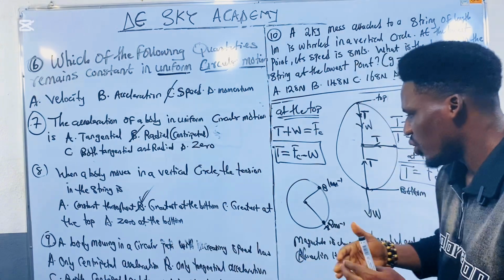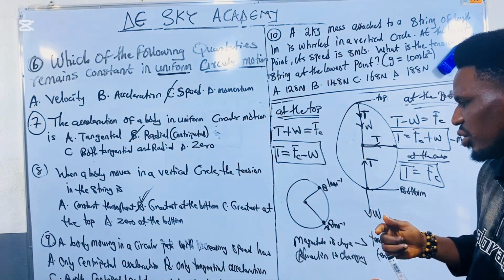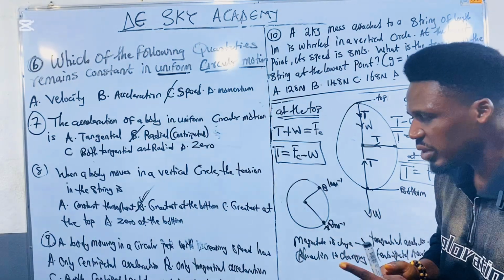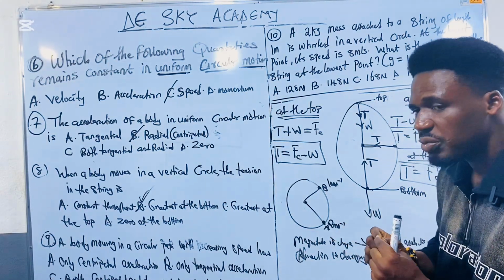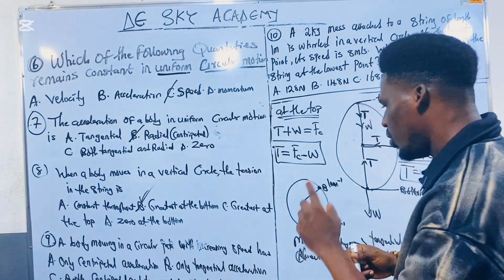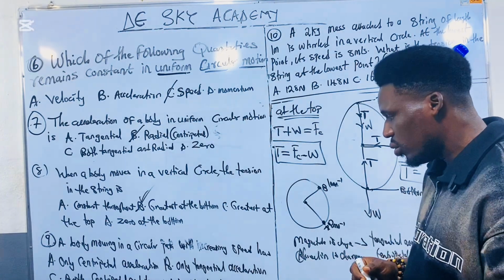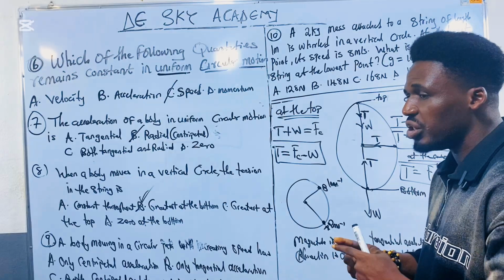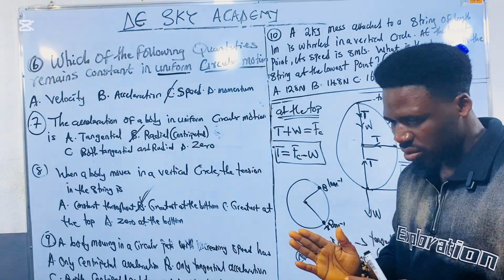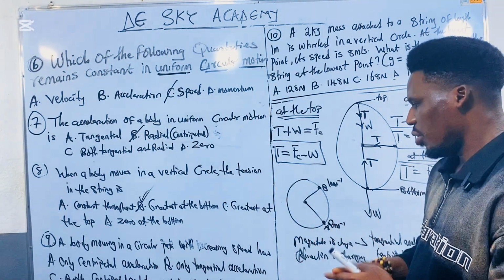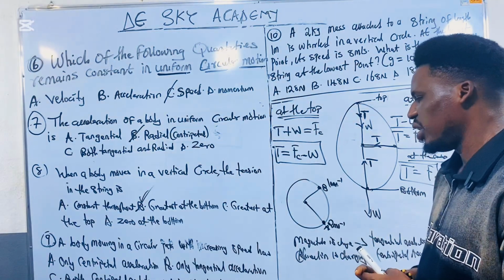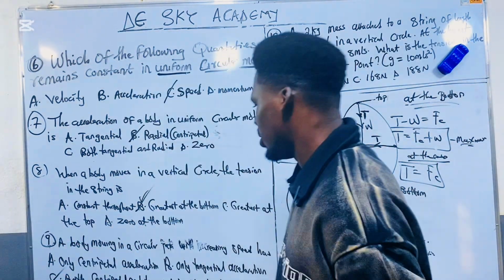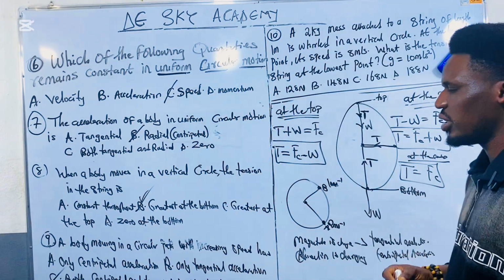A body moving in a circular path moves with increasing speed has only centripetal acceleration. No, it will only have centripetal acceleration if the speed is constant. B, only tangential acceleration. No, it will only have tangential acceleration if the body just increases in speed and the direction is not changing. Option C, they have both centripetal and tangential acceleration, of course. Both of them will have tangential and centripetal acceleration.